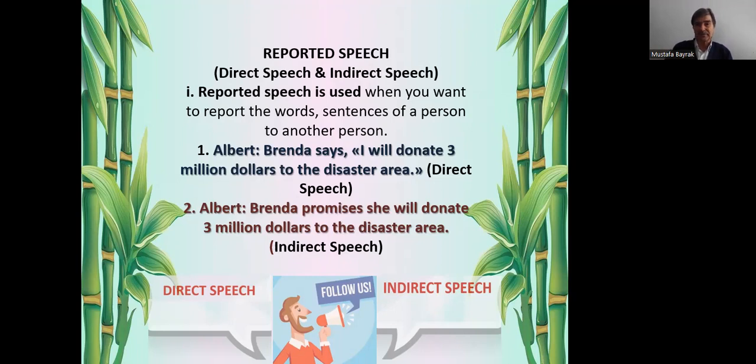For example, Albert. Now, Albert is reporting here. Albert: Brenda says, "I will donate $3 million to the disaster area." Okay, this is direct speech. Why? There is a quotation, and there is a person as a reporter here, Albert, and there is a reporting verb. Brenda says, "I will donate $3 million to the disaster area." This is called direct speech.